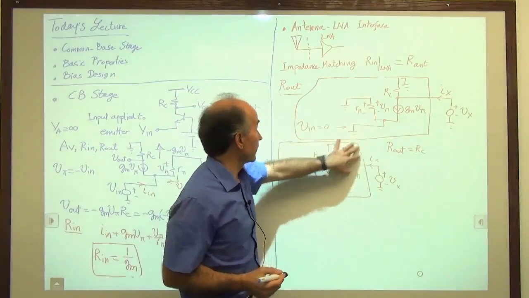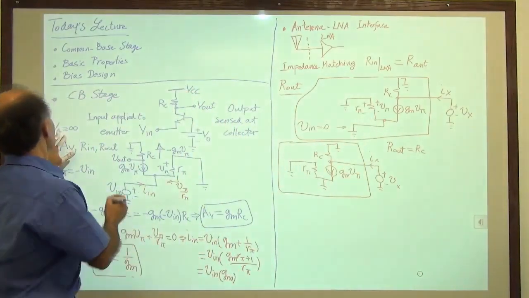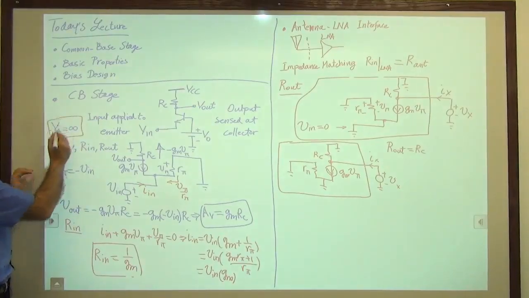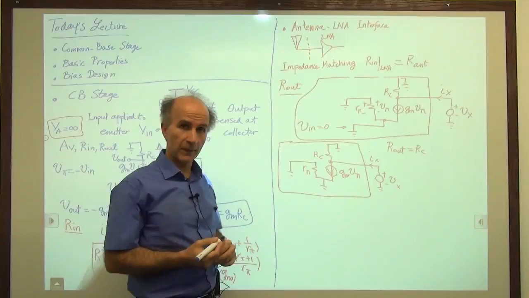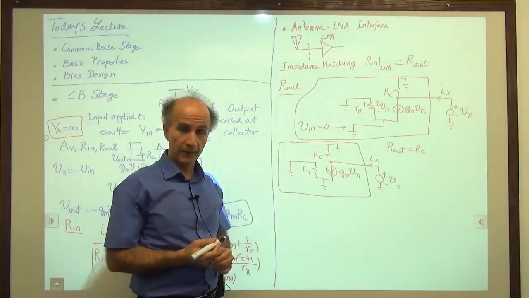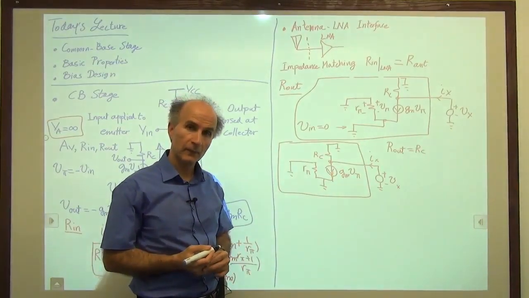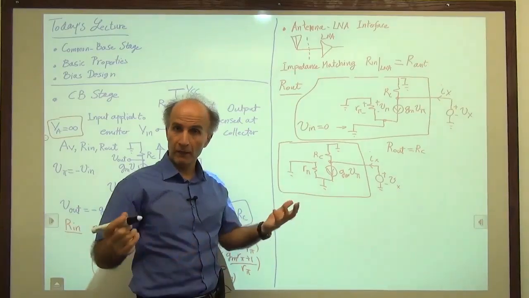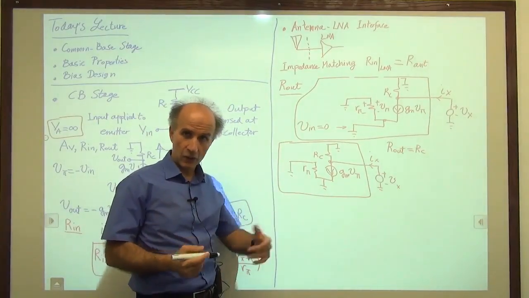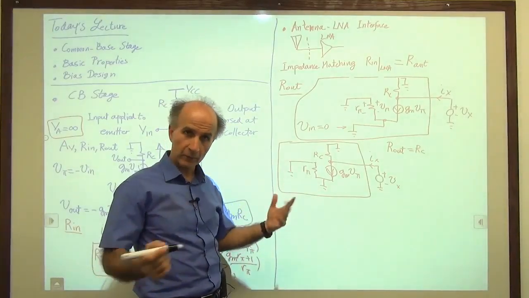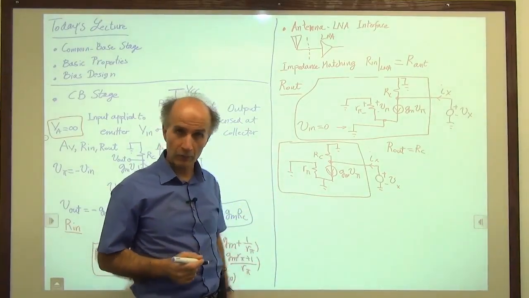Again, remember that for all these calculations, I'm assuming that the early voltage is infinite, right? So only in this case can we make all these claims and find these numbers so easily. All right, so we have found the voltage gain, the input impedance, and the output impedance of the common base stage. These are the basic properties. We're comfortable with them, and so now we can move on.